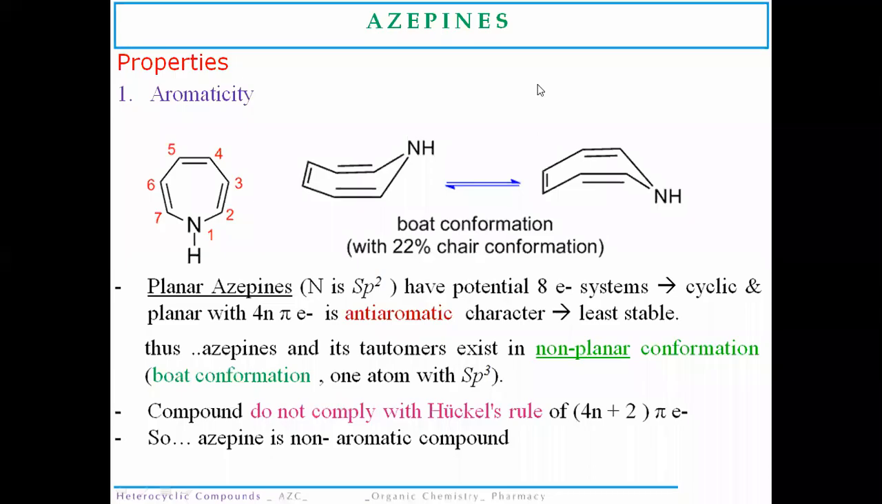Seven-membered heterocyclic ring, that is azepine. Up till now in the same chapter, that is heterocyclic compounds, we have studied five-membered heterocyclic rings containing one heteroatom. The examples of those compounds are furan, pyrrole, and thiophene. This we have discussed in unit number 3.